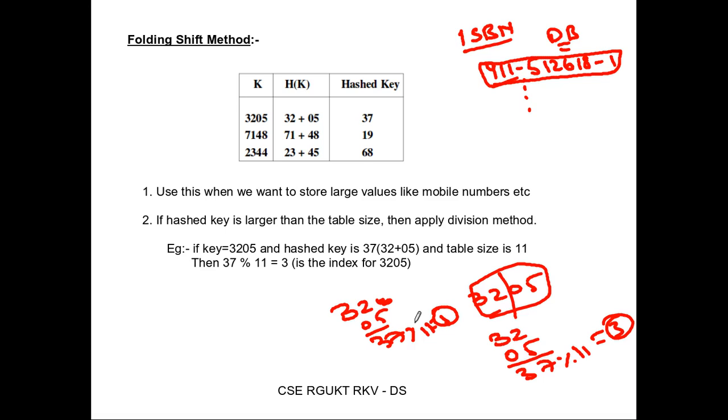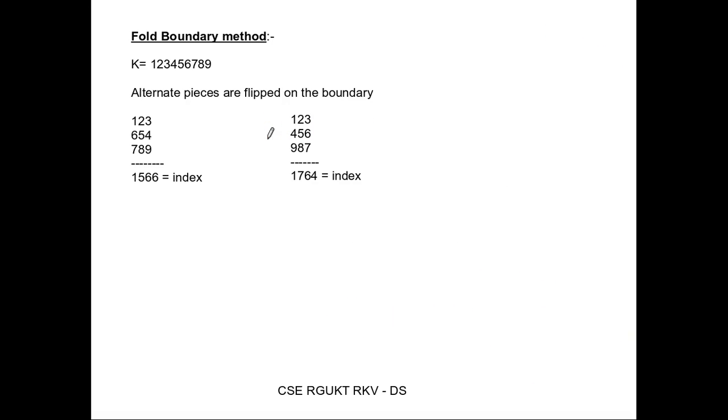Okay, and this is also considered one of the better hash functions when compared to all the other hash functions, because all the digits in the key participate in generating an index value. So here, previously only a small number of digits were participating, but here mostly all the digits participate in generating an index value for us. Okay, this is the fold boundary method.